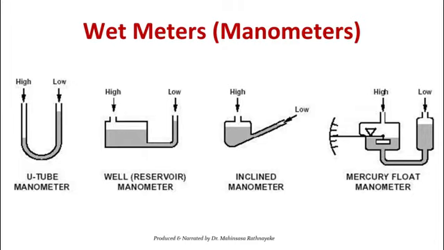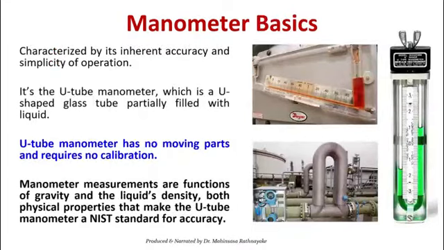Another type of manometer is the reservoir type manometer or well type manometer. There the sizing is different. In the U-tube it's equal size in most cases, but in the reservoir type one side would be a reservoir, the other side a small tube, right? And then the inclined manometer is there. That's another type, and the mercury float manometer, right? So these are 4 types of manometers that use the same principle, but the shapes and the way they are used are different, right? Then actually I'm not going to discuss manometers in detail because you know the manometer basics already.